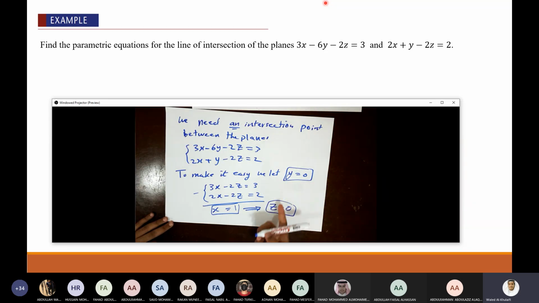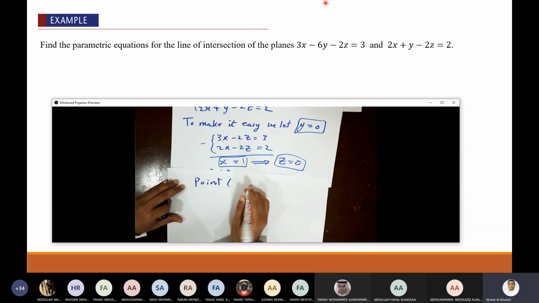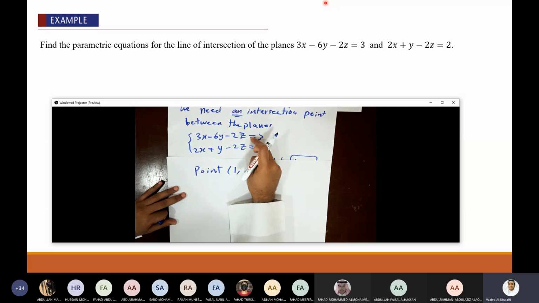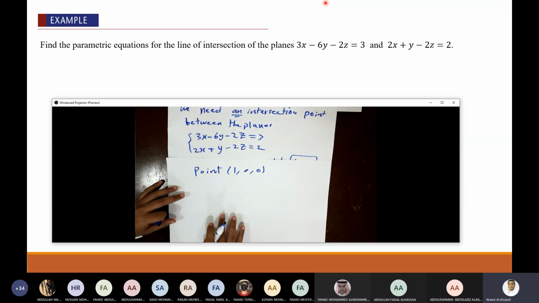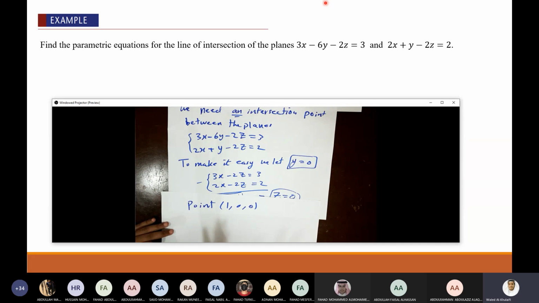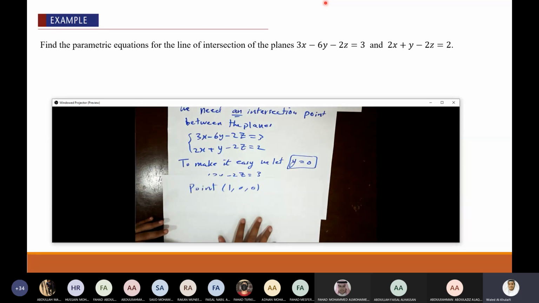Now I have a point. The point is (1, 0, 0). This point lies on the first plane and on plane number 2. I got one of them. Maybe this way of finding an intersection point is not clear, but in three-dimensional space the planes intersect everywhere, so we pick one of them by setting y equal to 0. That's why we have the point.